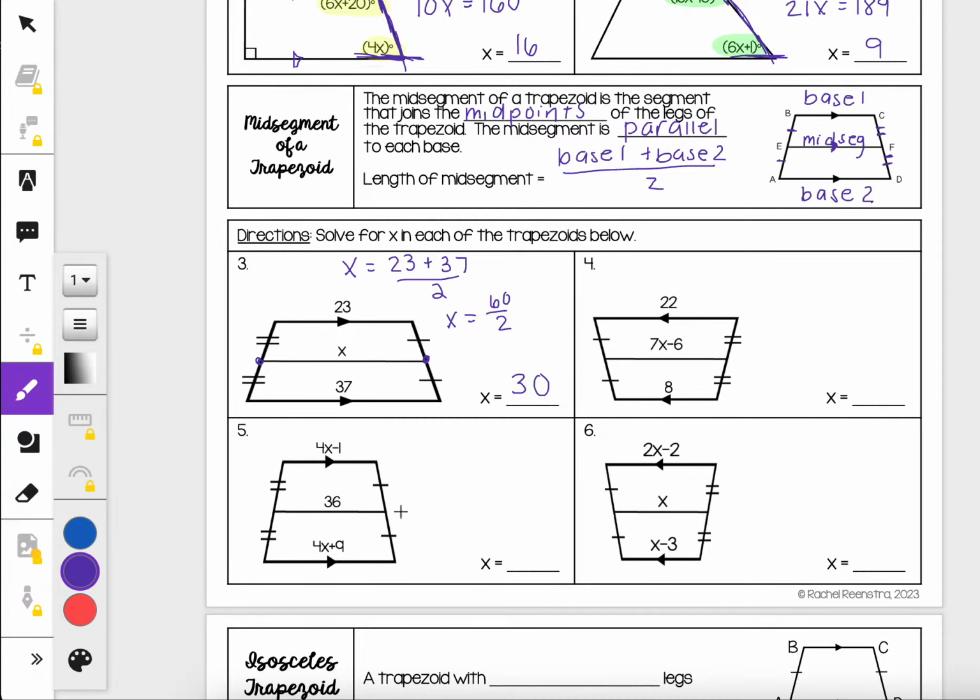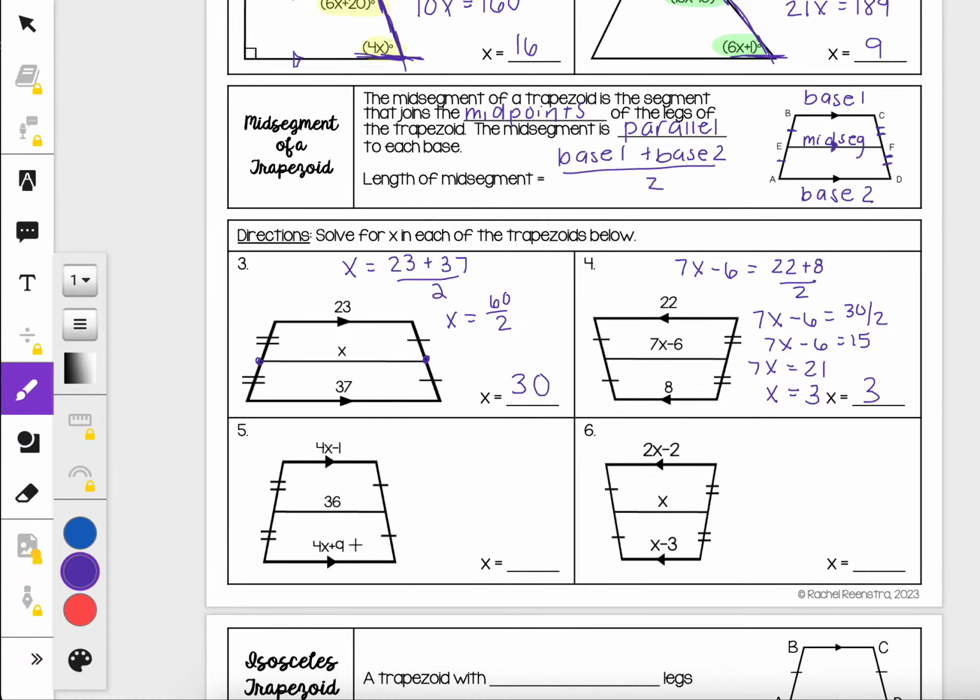Now, number 4, 5, and 6 are all going to be very similar. All right, so my midsegment here is 7x minus 6. That's going to be equal to 22 plus 8 divided by 2. So here, I can just simplify the right side of this. So 7x minus 6 equals 30 divided by 2, which is 15. And then I can solve for x. So 7x equals 21 and x equals 3.